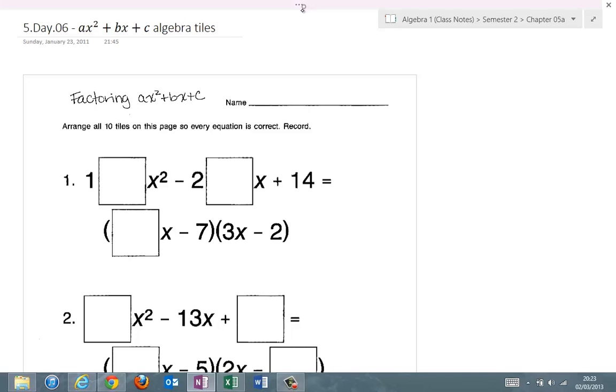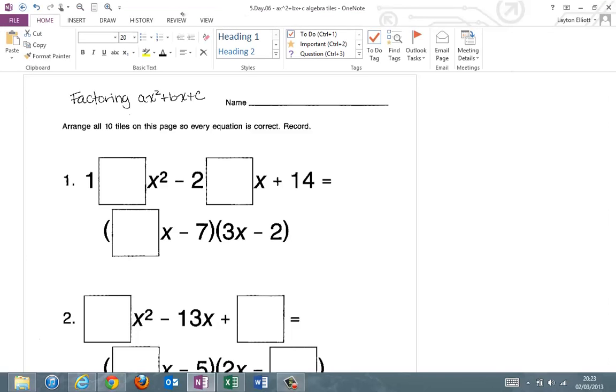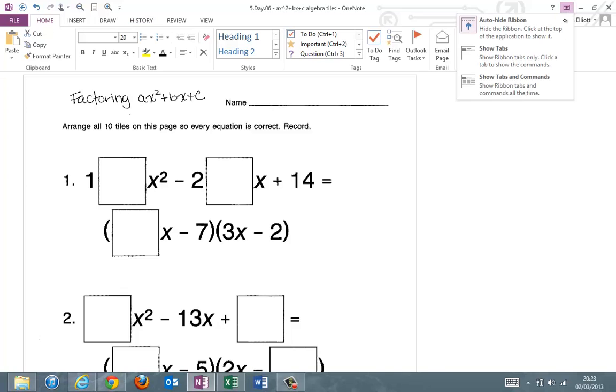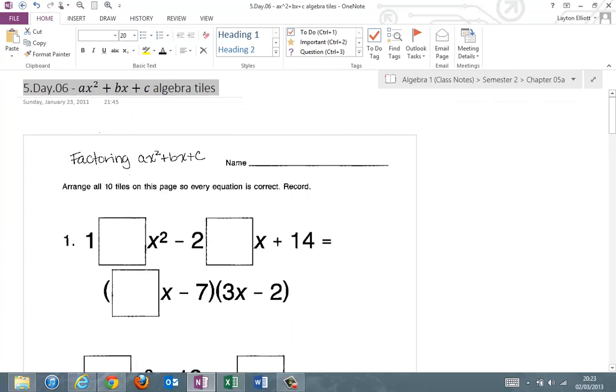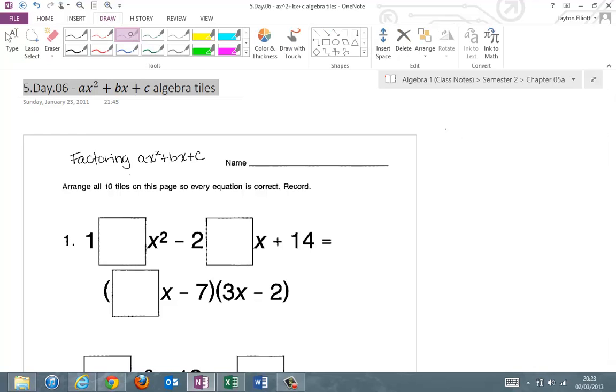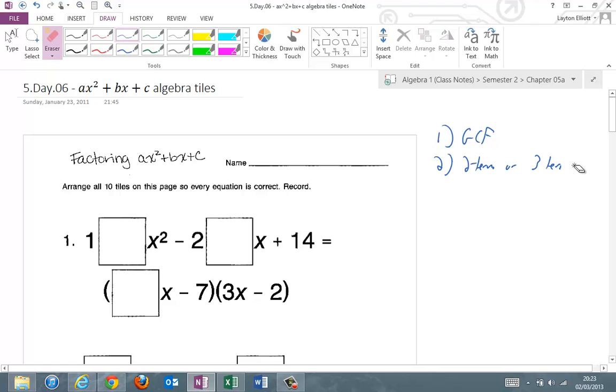So now we have more of these algebra tiles, but we're going to do these now with the more complicated type that we've been doing. I want to review a little bit of the factoring tree we're developing of what to do. Number one, always look for a greatest common factor. Number two, you look to see if it's two-term or three-term, binomial or trinomial. And we're right now in the three-term factoring. We're looking at trinomials and what to do there. So that's what this is doing.